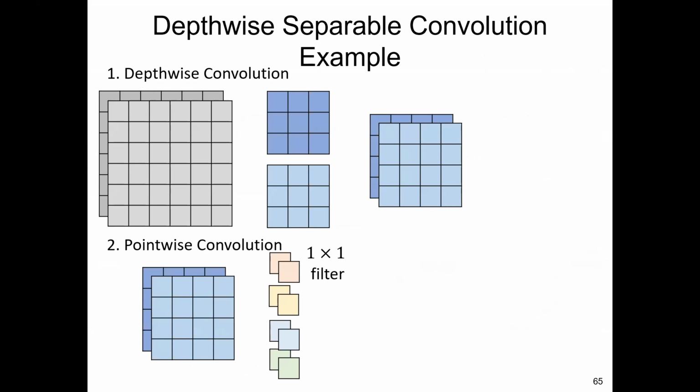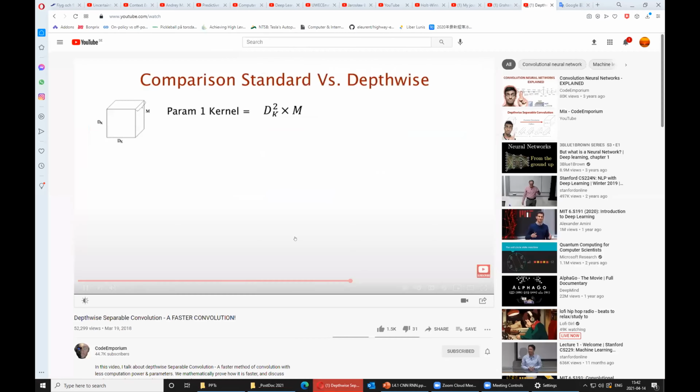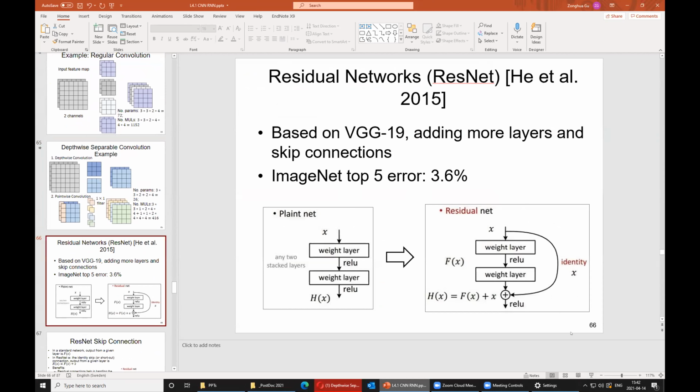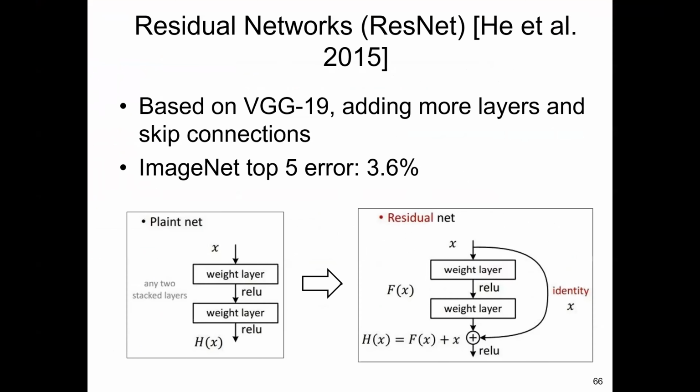DK times DK times M learnable parameters. So a residual network is a very well known and very widely used network. It is based on the 19-layer VGG, adding more layers and skip connections. The main innovation here is this skip connection.